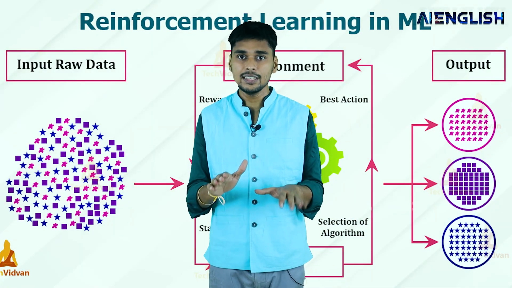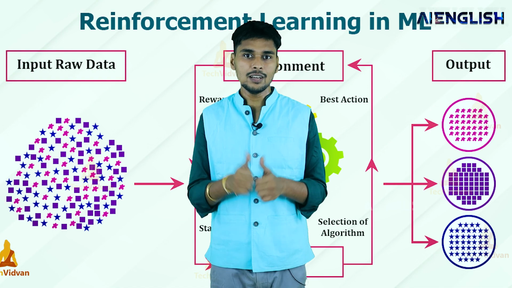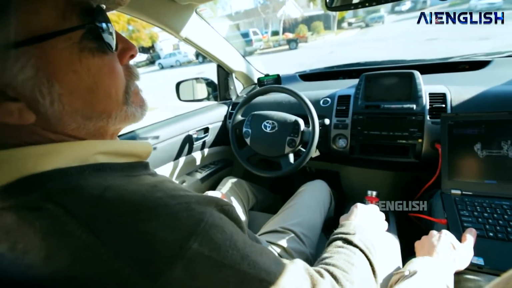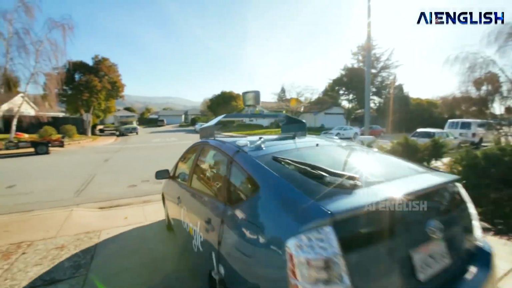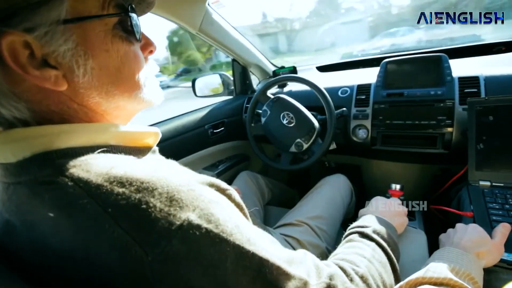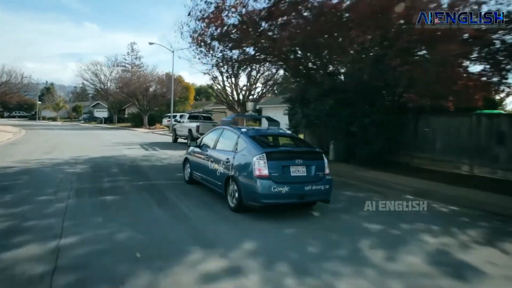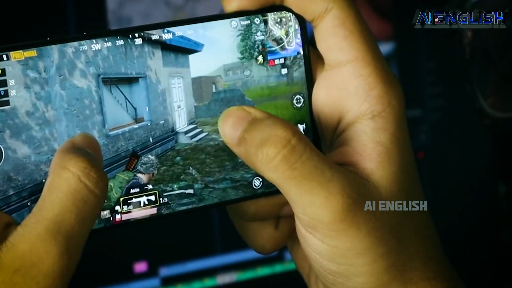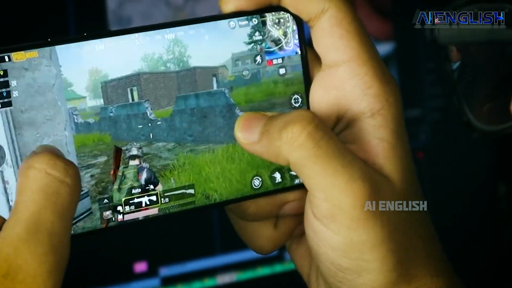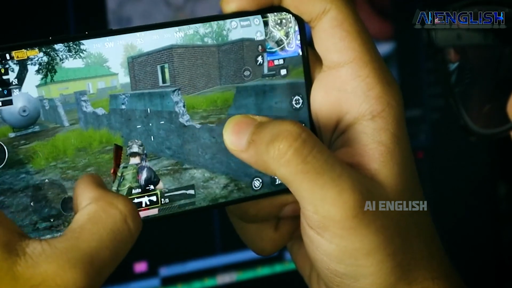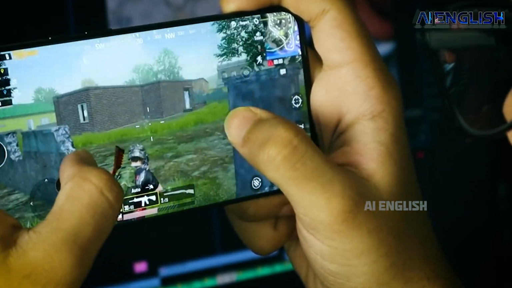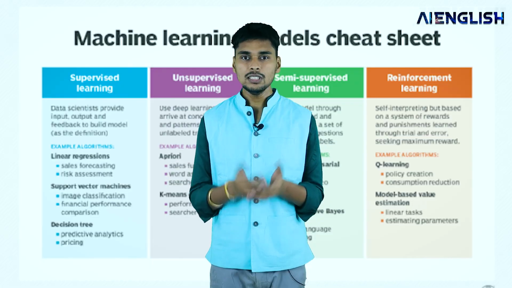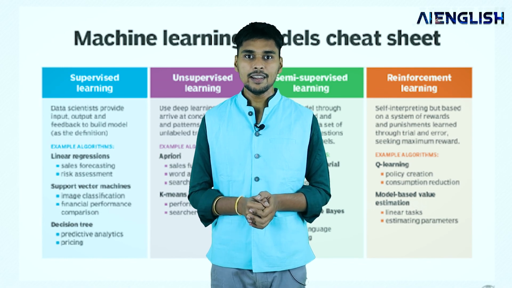But this is a general example. In real life, we have autonomous driving cars. In autonomous driving cars, we don't have an input and we don't have an output. The car needs to learn on its own. And playing video games is one more example for reinforcement learning, where the machine learning algorithm needs to learn on its own how to score big by playing differently. So these are the three types of machine learning algorithms.